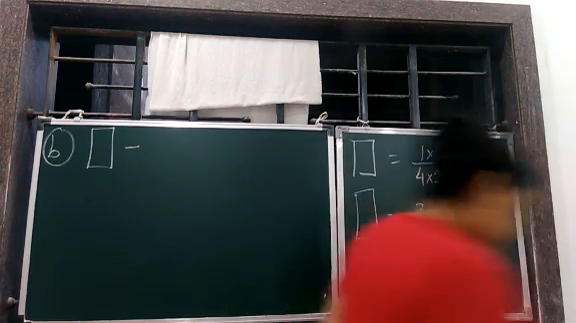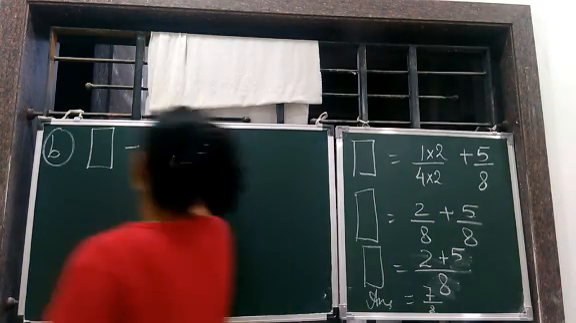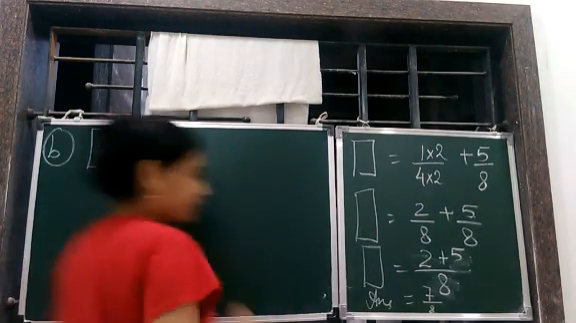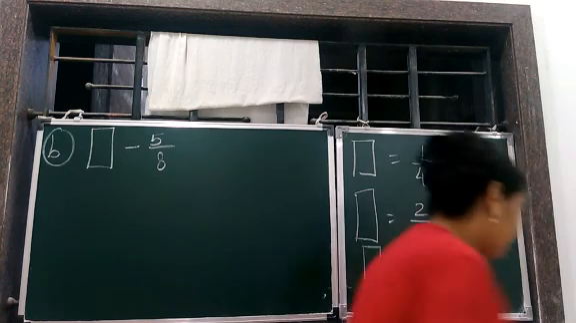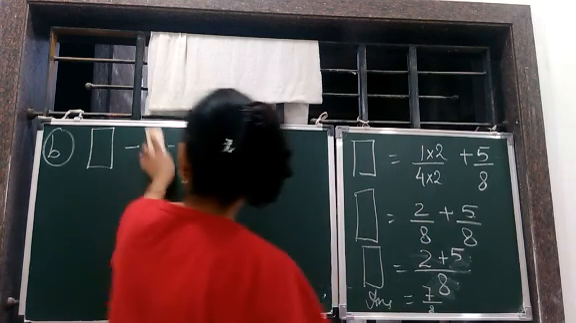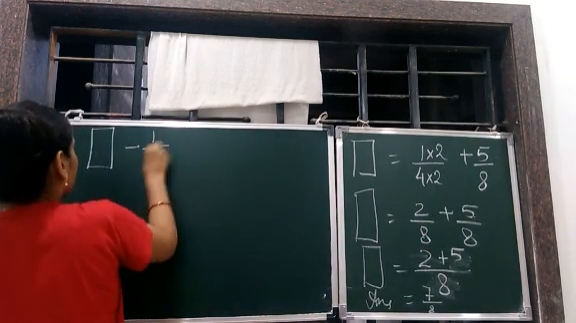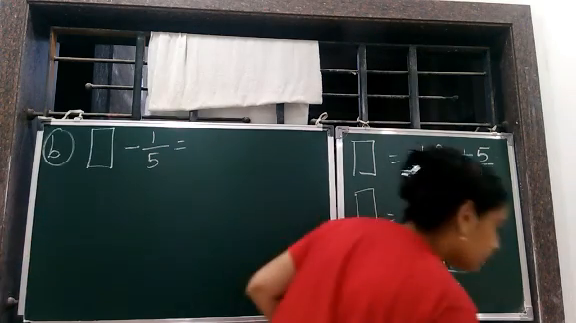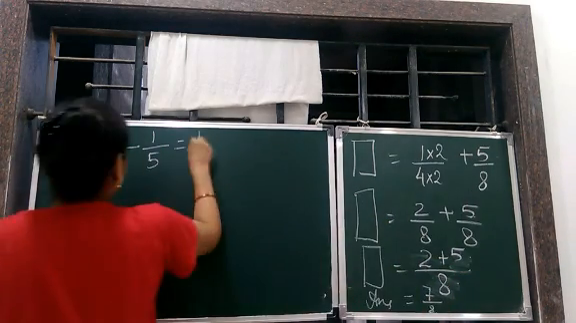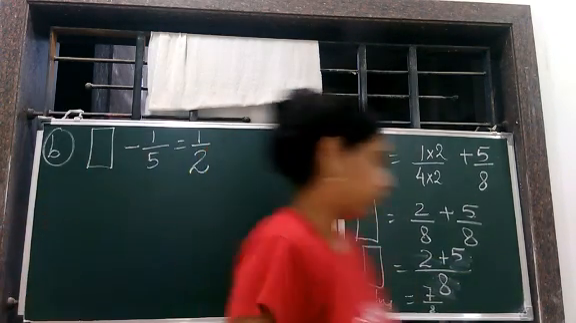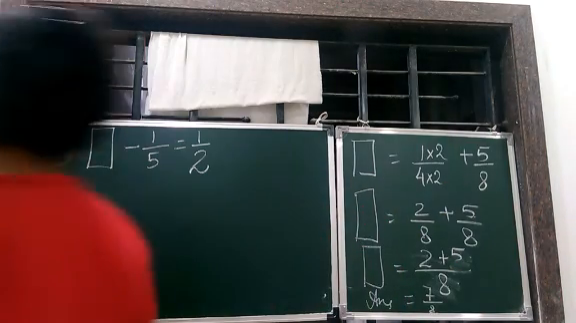Dash minus 5 by 8. 1 by 5 is equal to 1 by 2. So now we are going to start the B part.